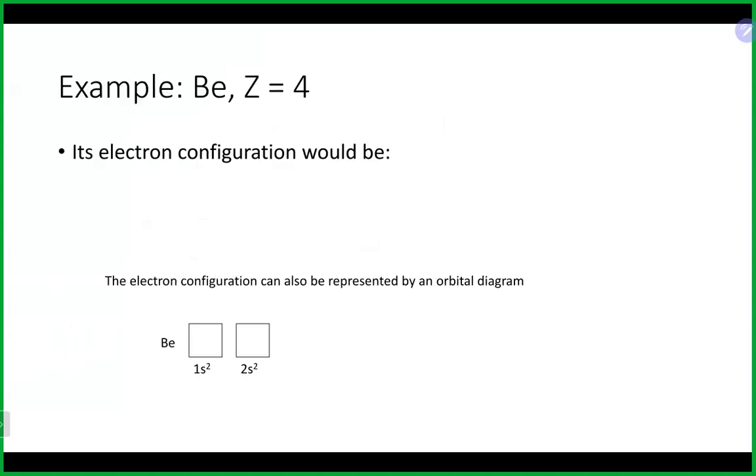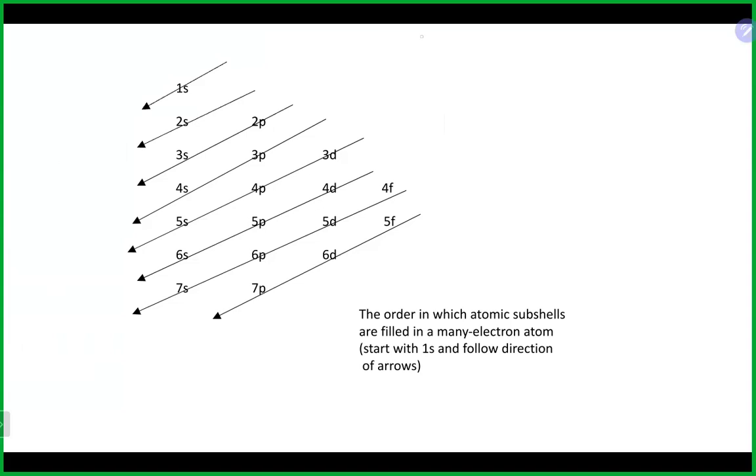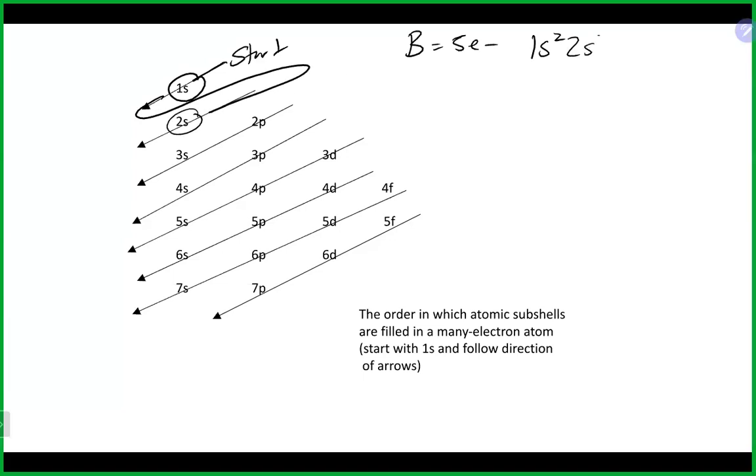We're going to boron next, which is 5. So boron is 5 electrons. Once again, starting up here, we're going to come to our 1s2. We're going to zigzag to 2s2. We're going to zigzag again. This is going to be a 2p1 in this case.